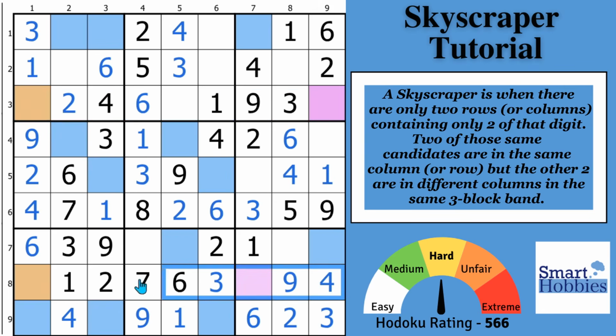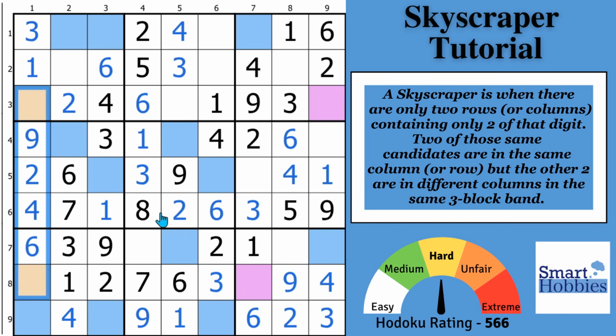that contain 2 of the same digit. 2 of those candidates are in the same column, but the other 2 are in different columns in the same 3 block band, like I just showed you. That's where the skyscraper gets its name, because it has the same base for these buildings of different heights. And this is a sideways skyscraper.